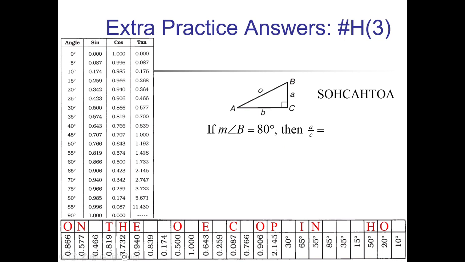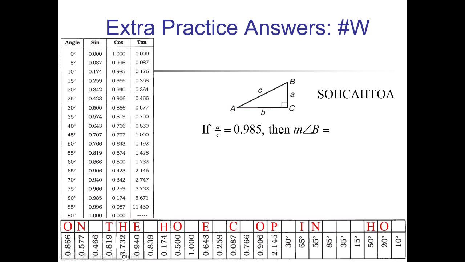C is still the hypotenuse. Adjacent over hypotenuse means we want cosine of 80 degrees. So here's 80. Here's cosine of that, 0.174. So that means 0.174 is getting this H. So there we go. Now we're figuring out measure of angle B given A over C equaling 0.985.